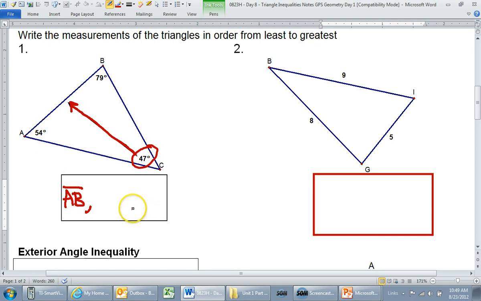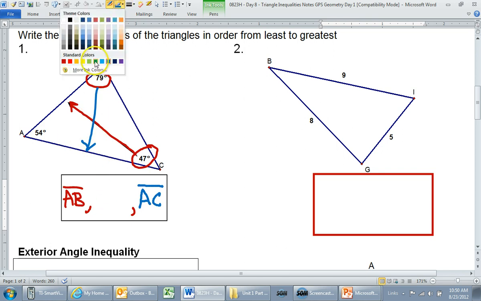I'm going to go ahead and skip to the biggest. What's the biggest angle that you see, you guys? Right, angle B, the 79, that's the biggest angle. Change color. So what's the biggest side? AC. That's why AC is the biggest side, because it's across from the biggest angle. Mason, is this making sense? Yes, it is. Mason, what's left for the middle? BC. BC is the only thing left, so we'll put that in the middle.